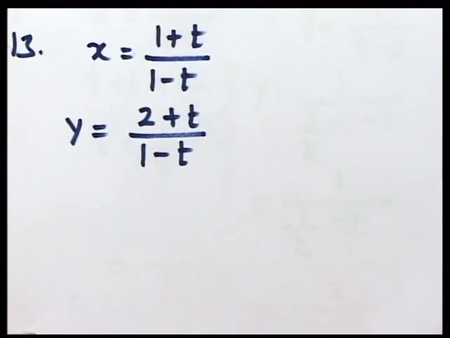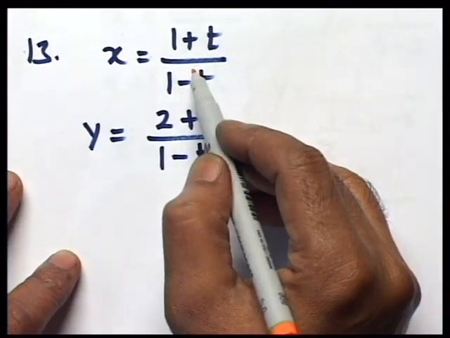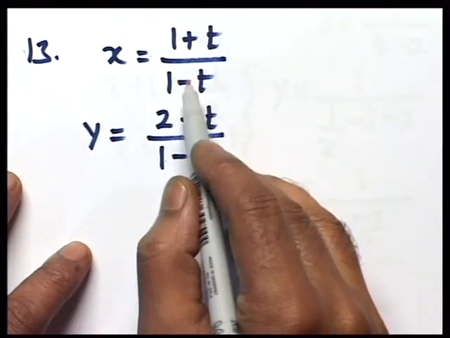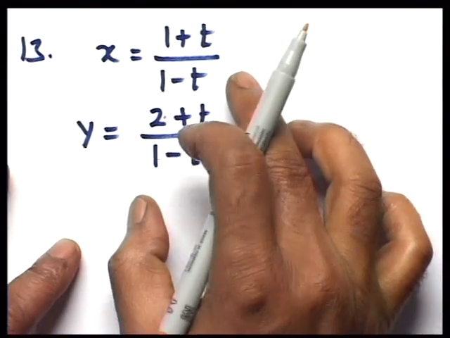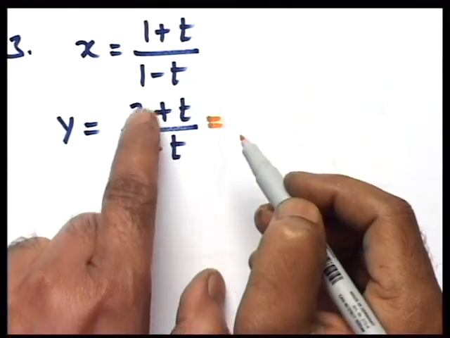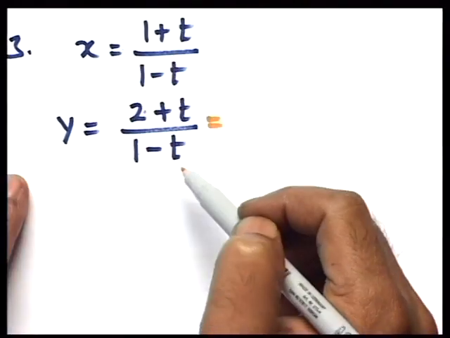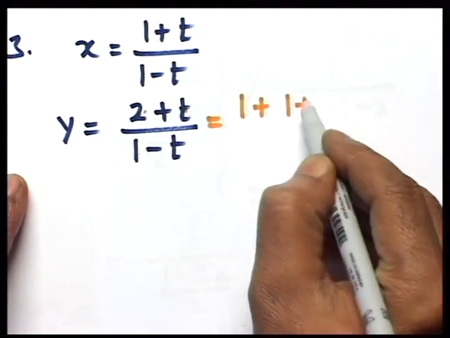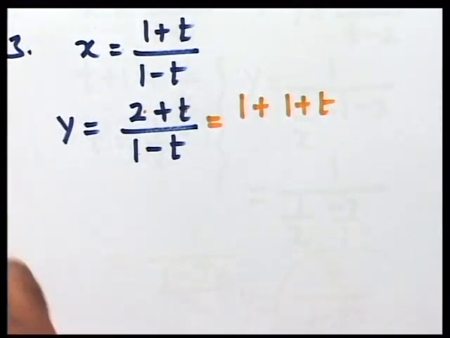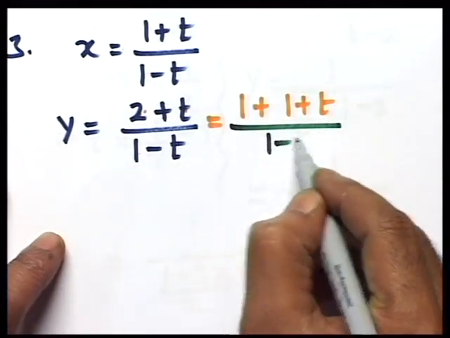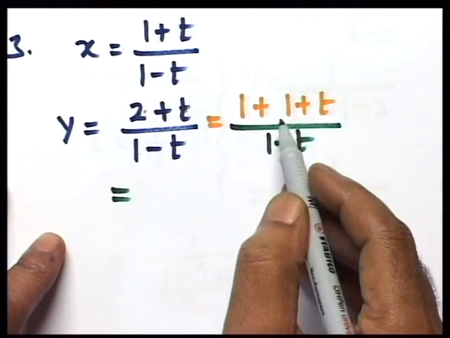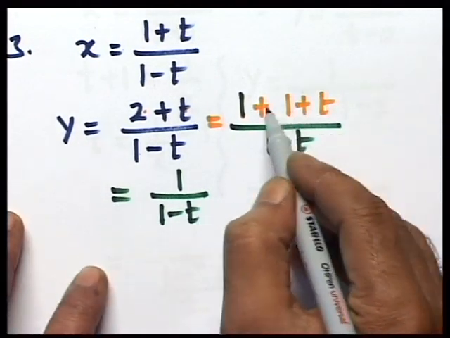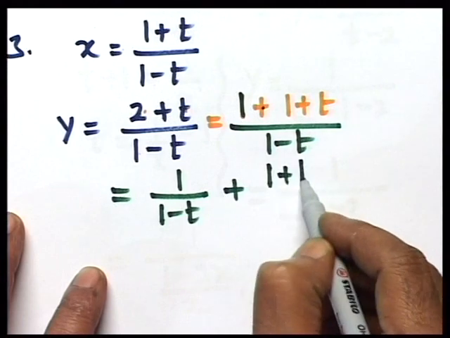And the 13th question here, please, that's on the screen. x equals 1 plus t over 1 minus t, and y equals 2 plus t over 1 minus t. There are 2-3 ways to do. What I want to do is split this, make it look like that, because they're almost the same. The 2 plus t we can write as 1 plus t. Split this fraction, the 1 and 1 minus t separately, and then say plus 1 plus t over 1 minus t.